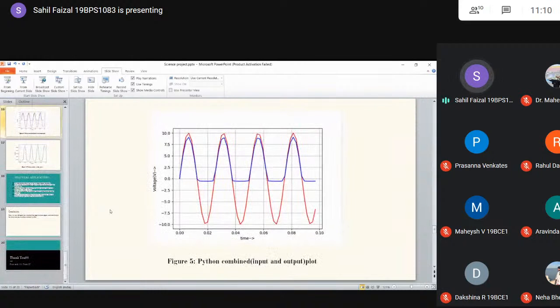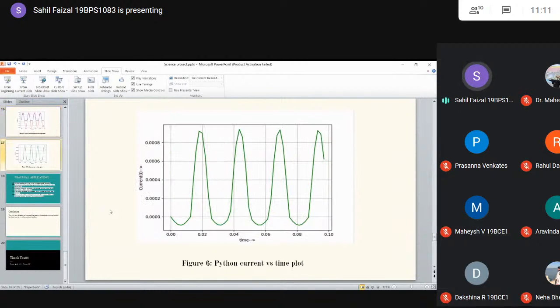And this is the combined input and output plot for clear visualization. You can clearly see the red line and the blue line, where the clipping has happened. And this is the current versus time plot which I have obtained in the circuit.